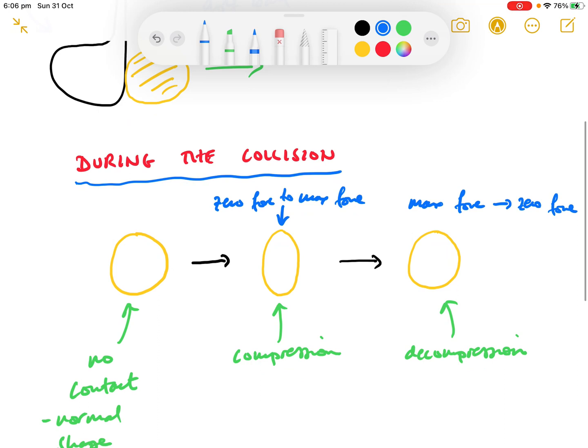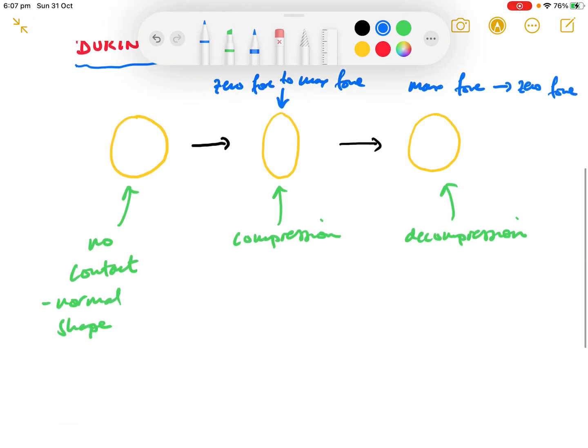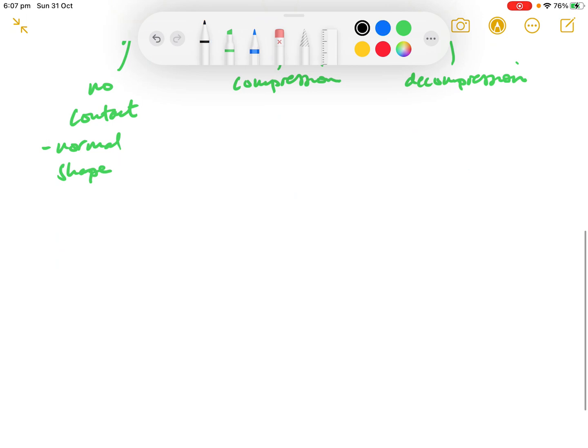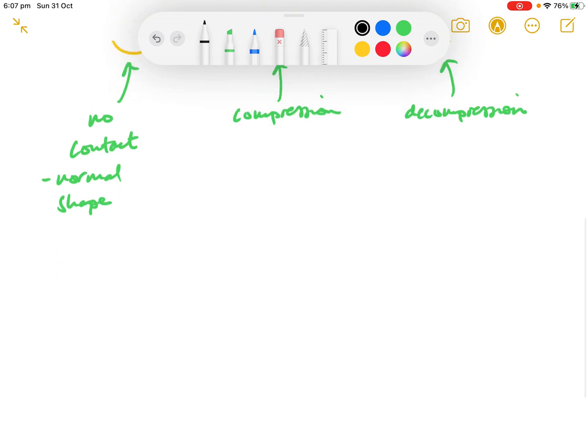So the point I'm trying to make here is that during the contact of the club with the ball, the force on the ball is not constant. It rises from nothing up to some maximum, and that's the compression stage, and then it goes from that maximum back down to 0 again when the ball leaves the club, and no force is there. So bear that in mind as we're doing this analysis of the ball.